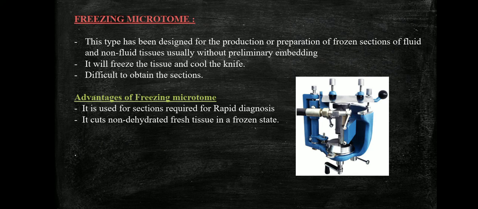Then freezing microtome. This type has been designed for the production or preparation of frozen sections of fluid and non-fluid tissues, usually without preliminary embedding. It will freeze the tissue and cool the knife. It is difficult to obtain the sections.